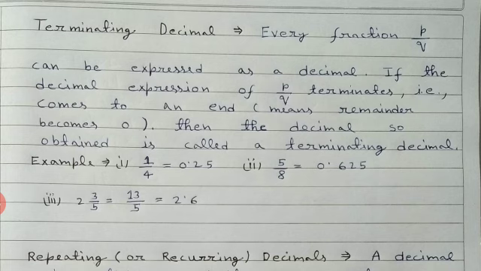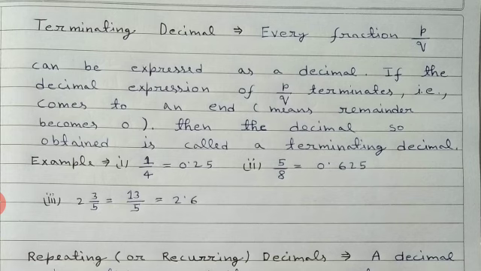Now we will know what a terminating decimal is. Terminating decimal: every fraction p by q can be expressed as a decimal. If the decimal expression of p by q terminates, that is, comes to an end, meaning the remainder becomes 0, then the decimal so obtained is called a terminating decimal. For example, 1 by 4, 5 by 8 and 2 whole 3 by 5.